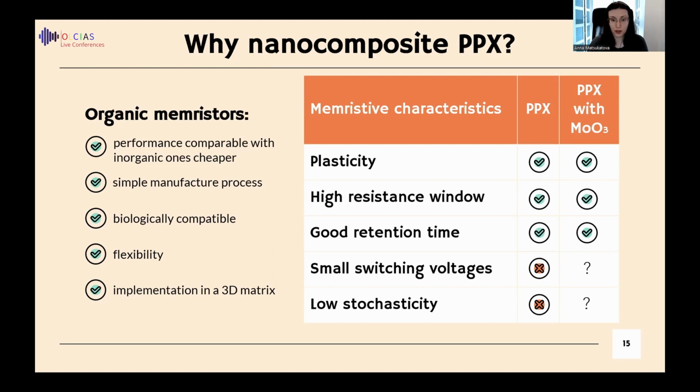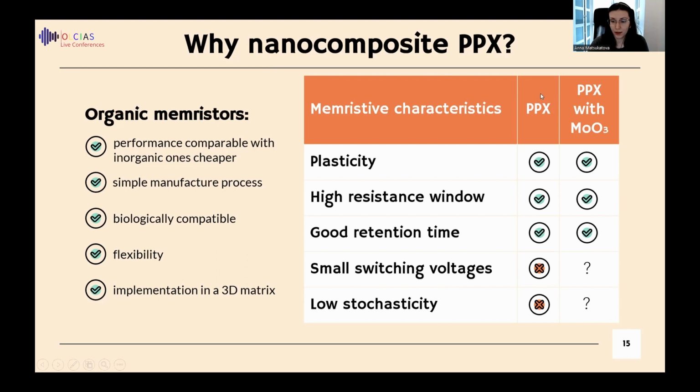We are studying not only parylene memristors. PPX is a short name for parylene, in order not to write para-xylylene all the time, so we write PPX. We study not only PPX parylene memristors, but we study parylene memristors with nanoparticles of molybdenum oxide. Why do we do that? Well, we had a hypothesis that parylene memristors have some flaws that can be improved if we introduce nanoparticles to the parylene layer, and these are the results that I will be talking about. So this was our hypothesis about a year or two ago.